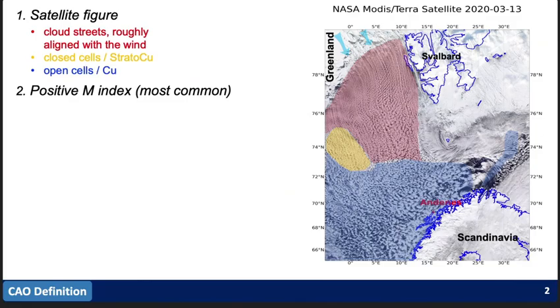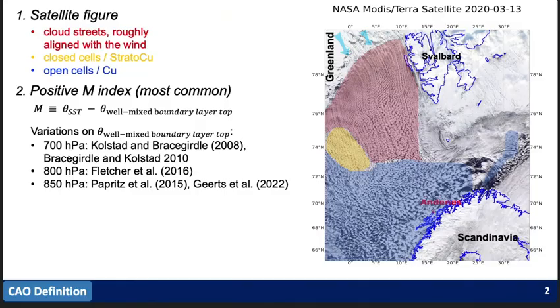Another, the most common way, is using the M index, which is the potential temperature difference between the sea surface temperature and the well-mixed boundary layer top. There are some discussions about how we define the well-mixed boundary layer top. Different studies choose different levels. Some people choose 700, and some choose 800 hectopascal. For recent research and my previous studies in the Arctic region, we choose 850 hectopascal as the upper layer. When M is positive, a CAO occurs.